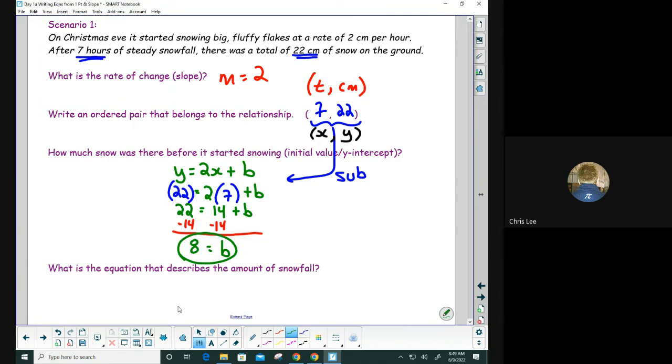Okay? So now I got my M from the question. I did some algebra to get the B. So therefore, what's the equation? Y equals 8. Starting with 8 centimeters of snow, and for every X, for every hour, you get 2 more centimeters of snow. So we've overkilled that question, but I wanted to make the connection between the logic that you already know how to do to the graph, to the table, and to the equation.